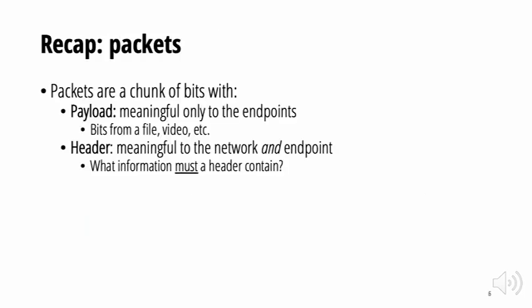So just to recap, a packet you can think of as a chunk of bits. It's made up at a high level of two big pieces, payload and the header. The payload is meaningful only to the endpoints. It could be bits from a file, video, whatever the application wants to send. The header, on the other hand, is meaningful to both the network and the endpoints. Okay. So now let's start to think about what should go into the header.